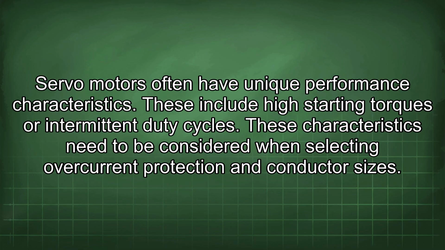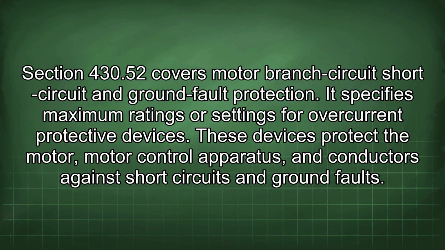Servo motors often have unique performance characteristics. These include high starting torques or intermittent duty cycles. These characteristics need to be considered when selecting overcurrent protection and conductor sizes. Section 430.52 covers motor branch circuit, short circuit, and ground fault protection. It specifies maximum ratings or settings for overcurrent protective devices.